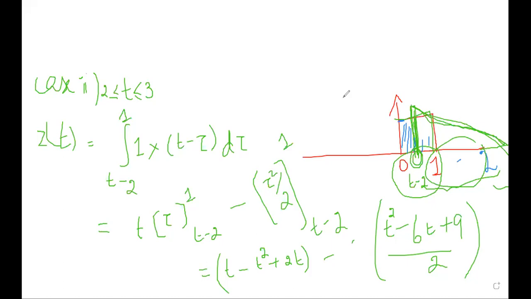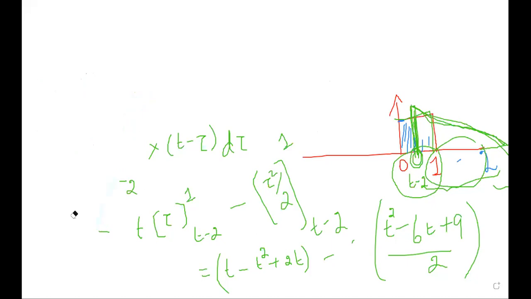Same answer, ma'am. Okay, fine. Will we get any output for any other case? If I shift the diagram one more step towards the right, will I get any common portion occupied? Can you visualize the diagram? No, ma'am. So the last case is t greater than 3.